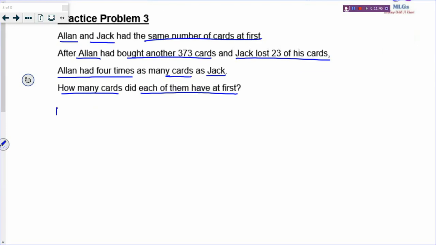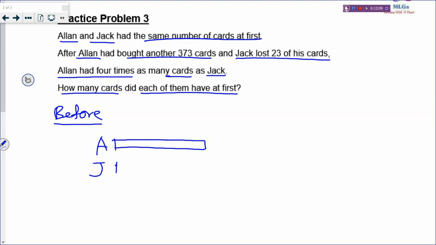So you're going to have 2 sets of models. Can you combine the before and the after model together? Yes, you can. It's up to you. If you combine them, it will be easier. If you want to separate them, you have to draw a little bit more. So Alan and Jack had the same number of cards, so you draw same rectangles, equal concept. Remember, the same number means equal, so there's a dotted line to show the equal concept.